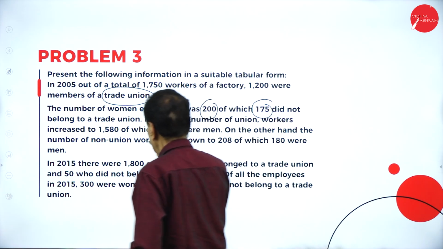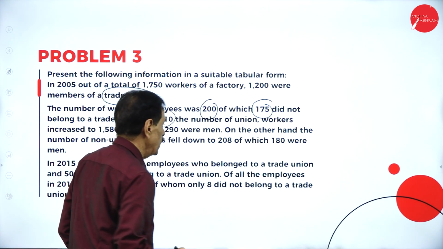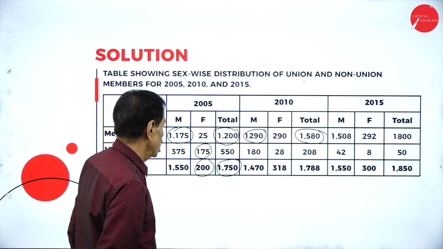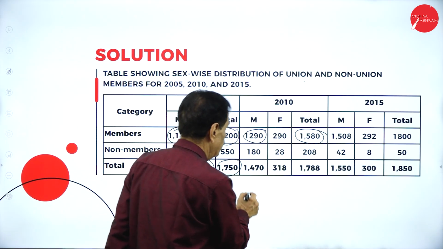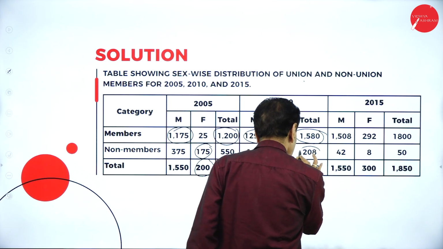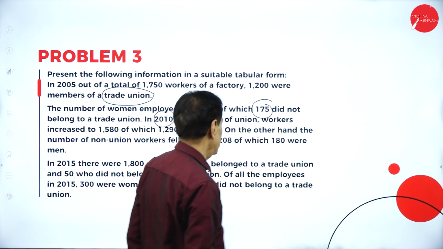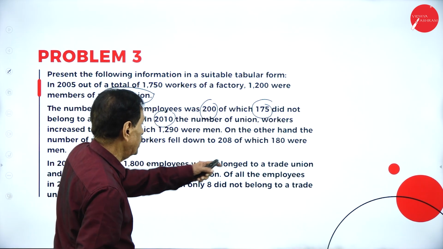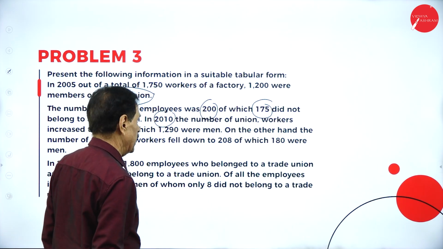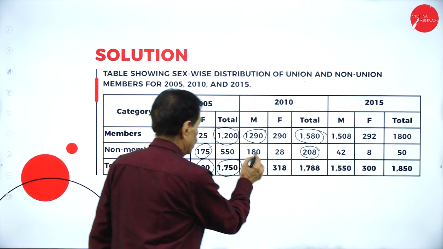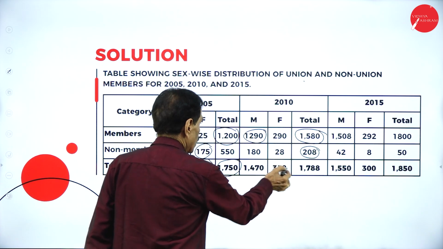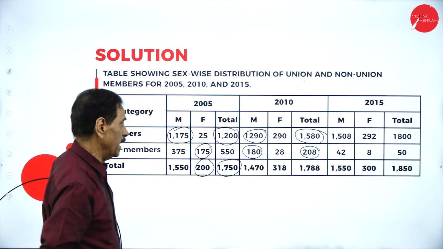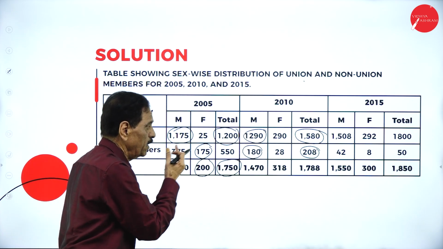On the other hand, the number of non-union workers fell down to 208, of which 180 were men. Remaining 28 goes to female. So, only the missing figure you have to calculate.